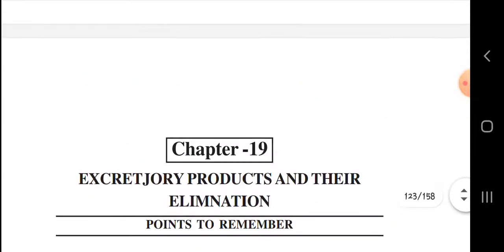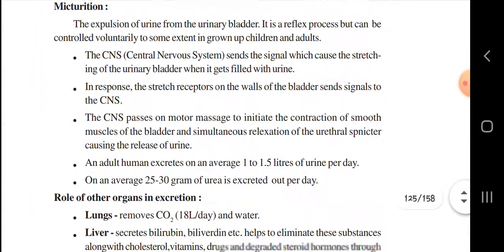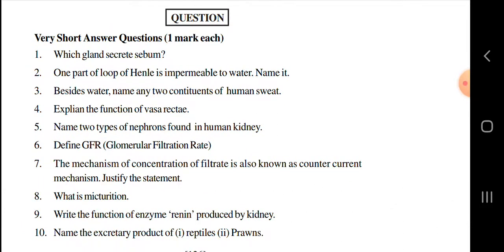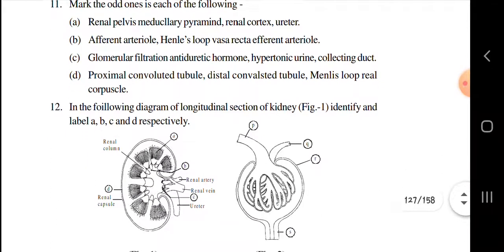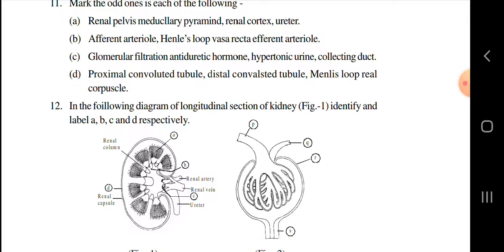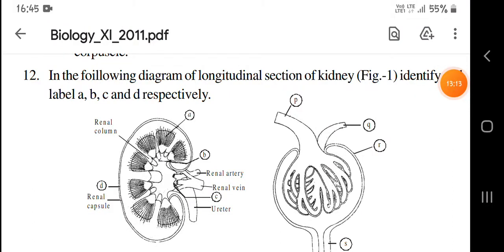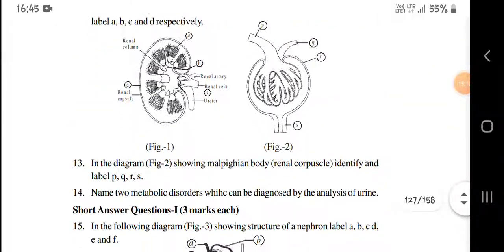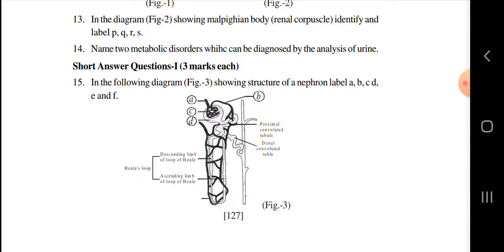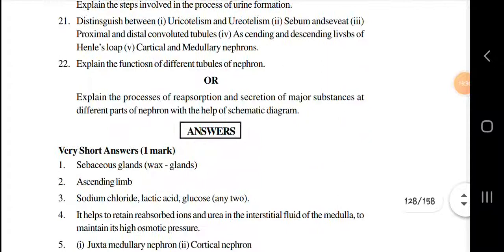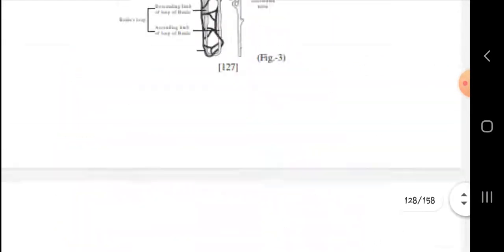So this was your chapter, the excretory products and their elimination. Let us come to the questions they have given here. Now that you understand the chapter, you can solve and write the answers. In this diagram you can see A, that is the medullary vein, and next is the ureter. D is the capsule, the thick wall, as I said, that covers it, and E is the minor or major calyx. Then the efferent arteriole and the distal convoluted tubule that sends out. So this was the diagram, and I said the answers for that.